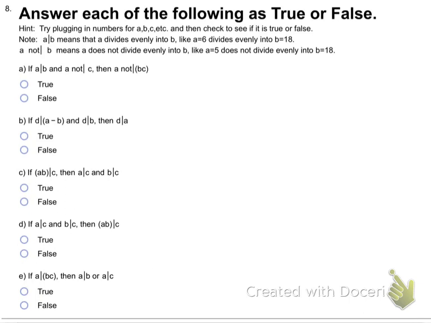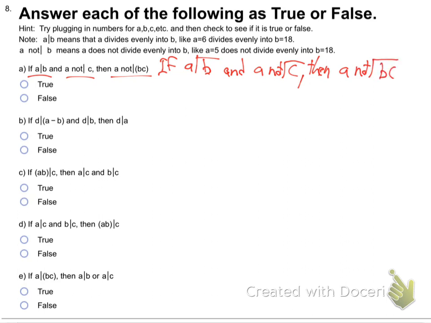Okay, here we are on number 8. If A divides B and A does not divide C, then A does not divide B times C. That's tricky. Let's try it out. So, if A divides evenly into B and A does not divide evenly into C, then A does not divide evenly into B times C. Okay, let me try some. Got to meet the if.